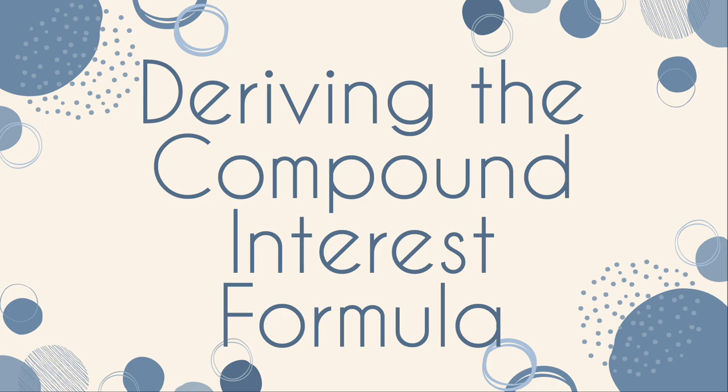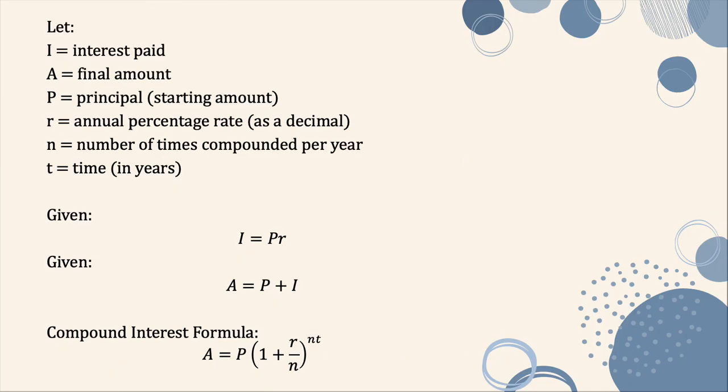Today we're going to talk about deriving the compound interest formula. In order to do that, we need to know some variables. So let's let I be the interest paid, A be the final amount, P be our principal starting amount, R be the annual percentage rate written as a decimal, N be the number of times compounded per year, and T be the time in years itself.